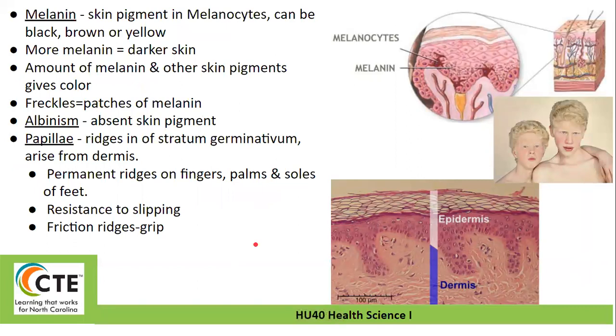Melanin, again, is the skin pigment contained in melanocytes. It's real easy to get those two words confused. Now, melanin can be black, brown, or yellow.